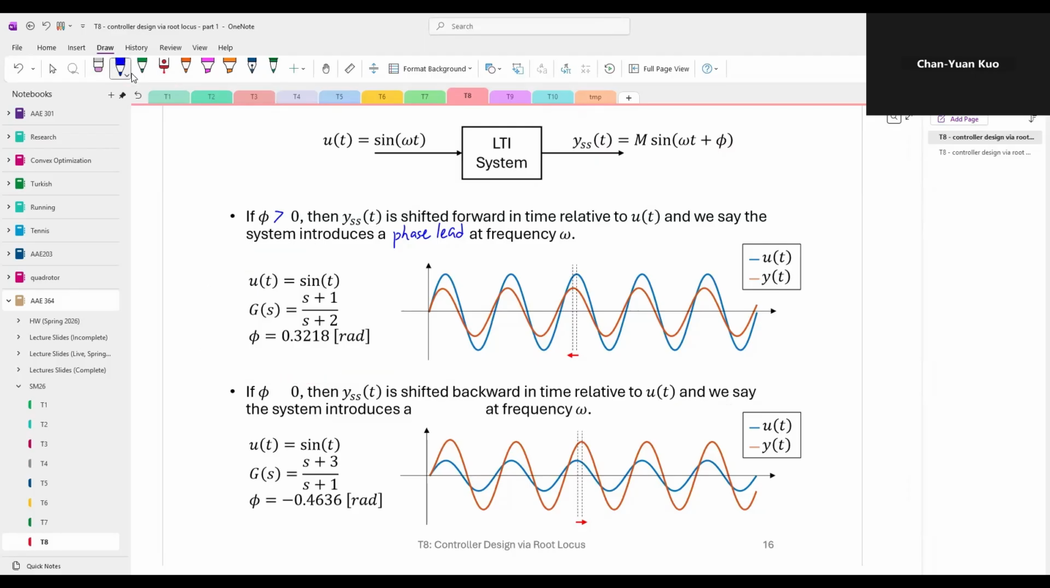On the other hand, if the phase shift is negative, then the steady state output is shifted backward in time relative to the input. And we will say the system introduces a phase lag at that frequency. For example, in the graph shown here, we can see that the output reaches its peak slightly later than the input, which indicates that the system introduces a negative phase shift or phase lag at a frequency of 1 radian per second.